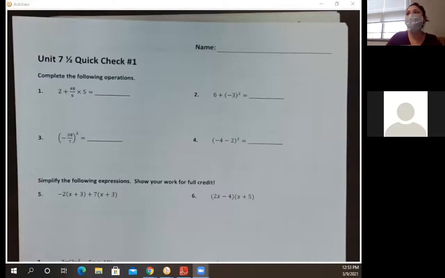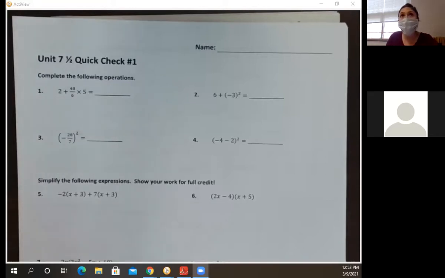So I want to start today with some warm-up practice problems. It's kind of a review of some of the skills that we're going to need for what we're going to look at today. Yesterday we looked at vertex form and how to graph these quadratic functions. Today we're going to take a look at another format for quadratic functions called standard form, and we're going to look at how to move between the two, between vertex form and standard form.